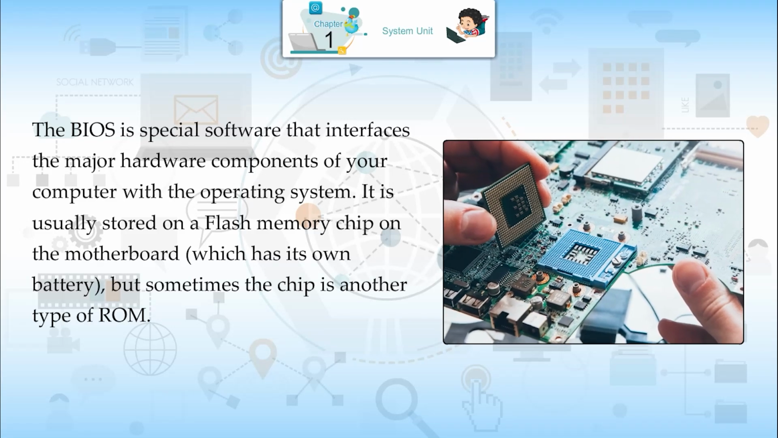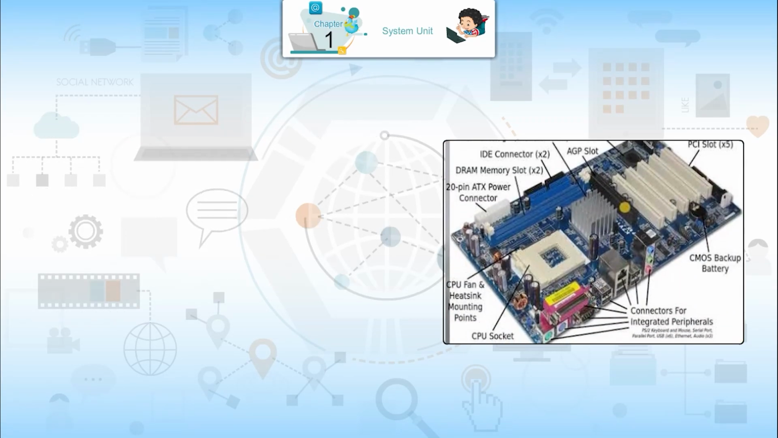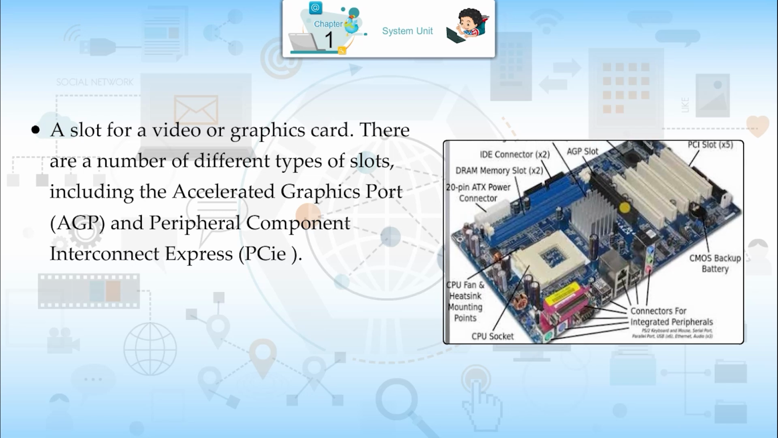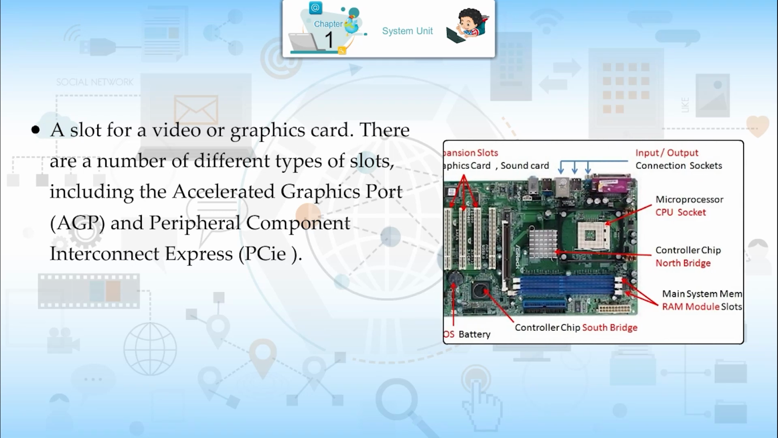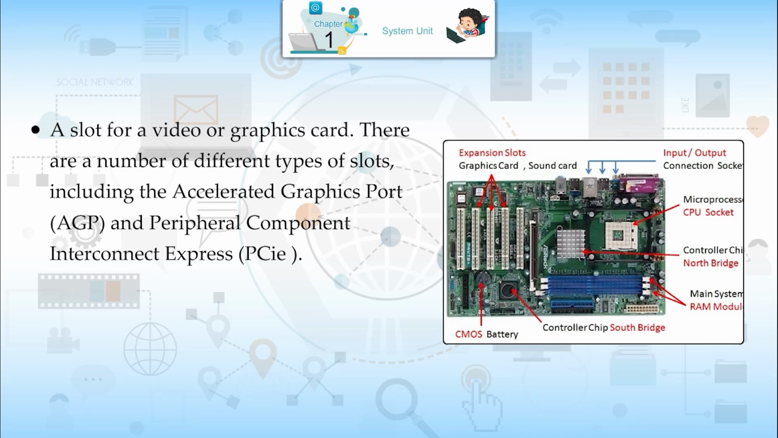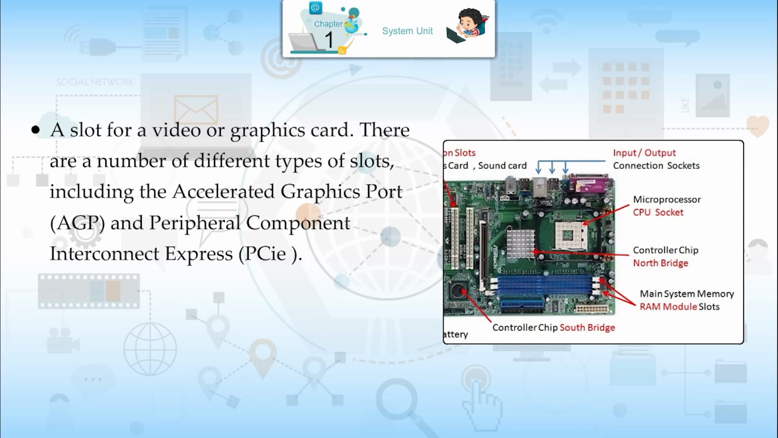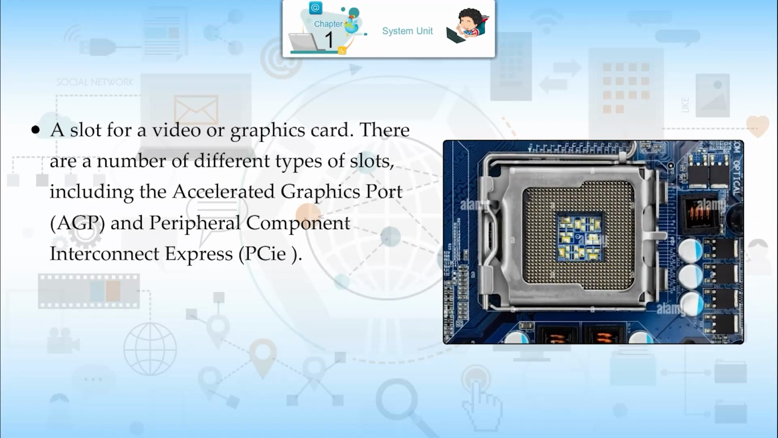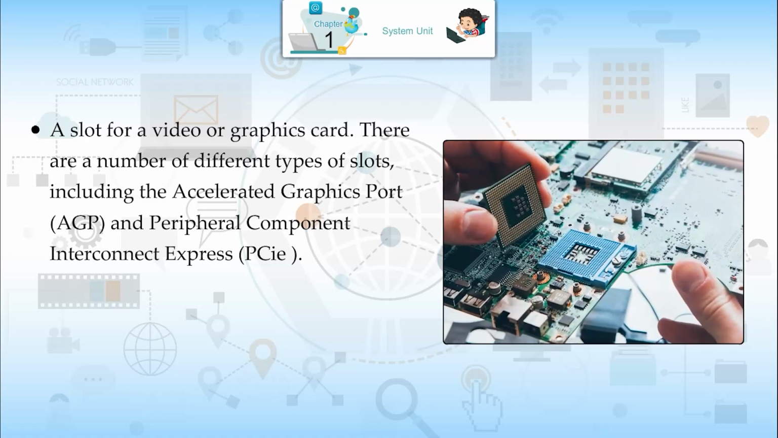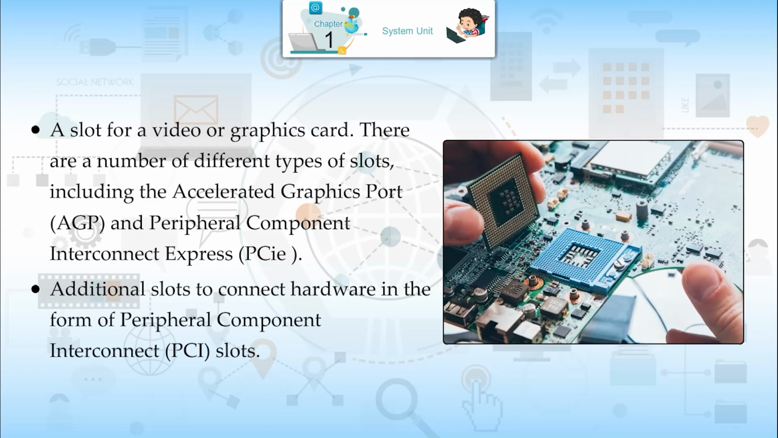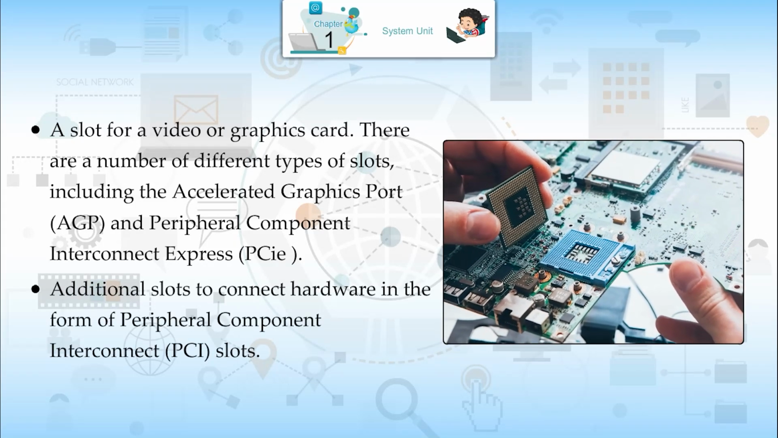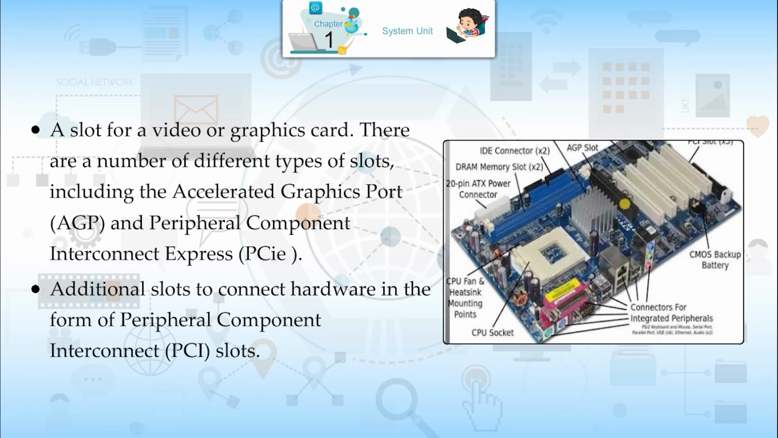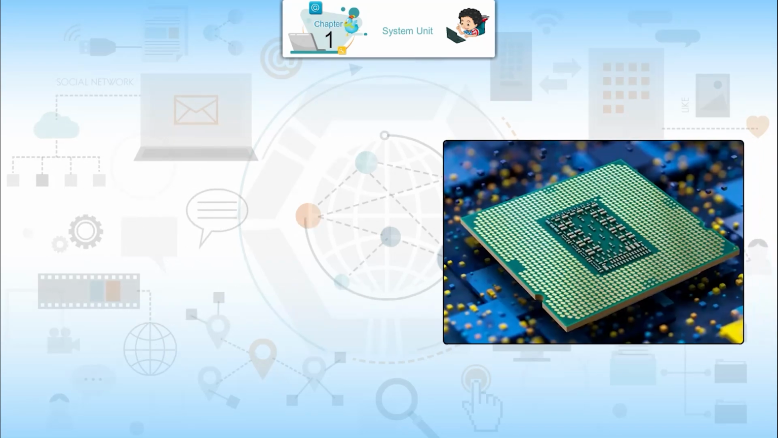But sometimes the chip is another type of ROM. A slot for a video or graphics card. There are a number of different types of slots, including the Accelerated Graphic Port, AGP, and Peripheral Component Interconnect Express, PCIe. Additional slots to connect hardware in the form of Peripheral Component Interconnect, PCI slots.